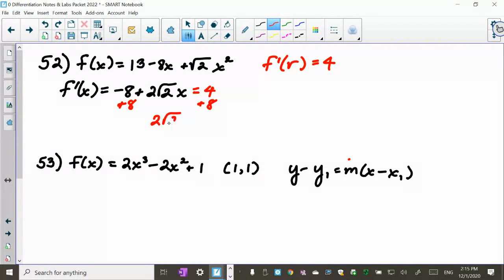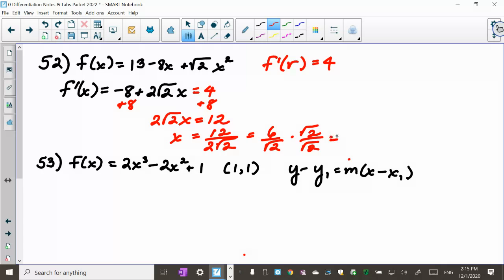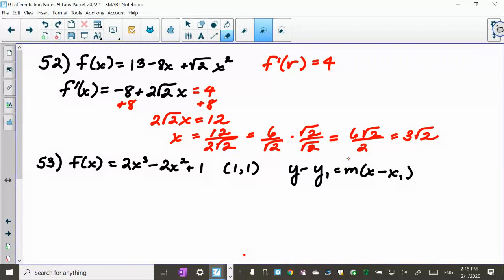So I have 2 radical 2x equals 12. Divide by 2 radical 2. So I have x is 12 over 2 radical 2, which reduces to 6 over radical 2, which if I rationalize it, radical 2 over radical 2, that's 6 radical 2 over 2. Divide those out, it comes out to be 3 radical 2. I know I did that fast. If you need to slow this down or try it yourself to see if you come up with the same answer, you can. I wanted to do that one because they threw some r's in there, and basically all they wanted you to do is find the first derivative and put it equal to 4 to figure out what value would give you that.